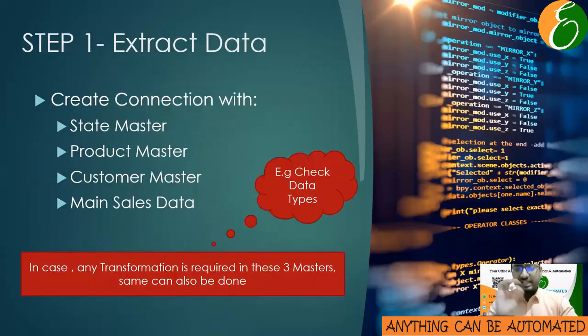So step one is extract data. We'll see how we create connections with all these files, and any transformation that we want in this file can be done, for example checking the data types. We'll see that in action in just a moment. So step one is extracting the data.